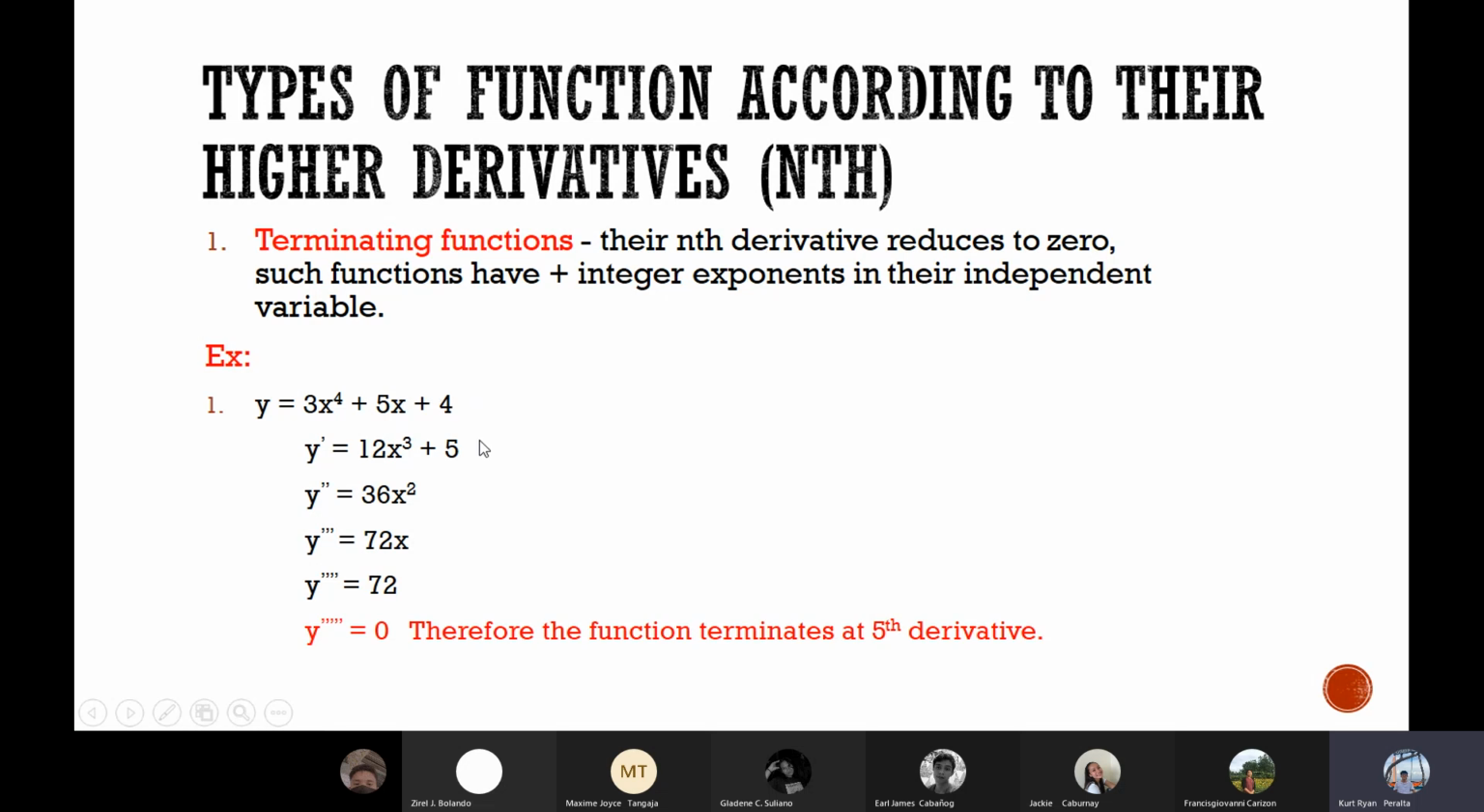So the first derivative of this function is equal to 12x cubed plus 5. And so the second derivative is just getting the derivative of the first derivative. So this is the first derivative, 12x cubed plus 5. So again, use the power rule. 3 times 12 is equal to 36. Then subtract 1 from the exponent, which is equal to 2. So the second derivative is 36x squared.